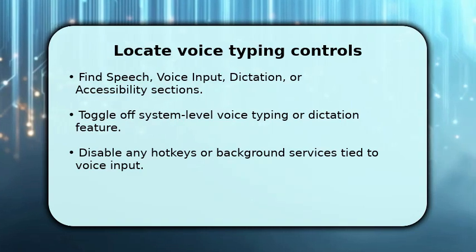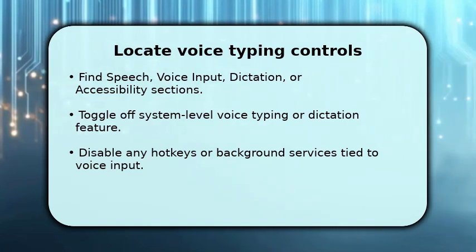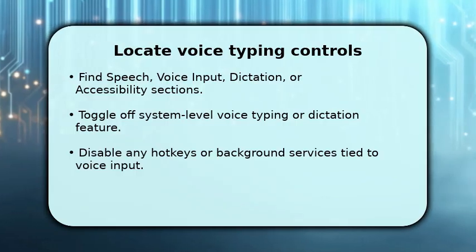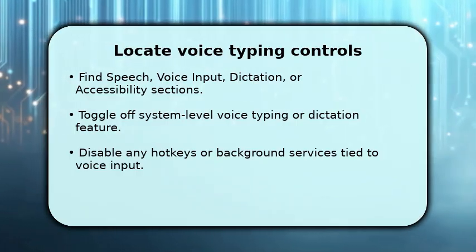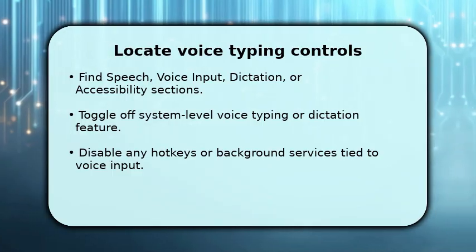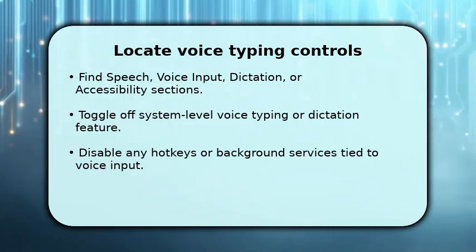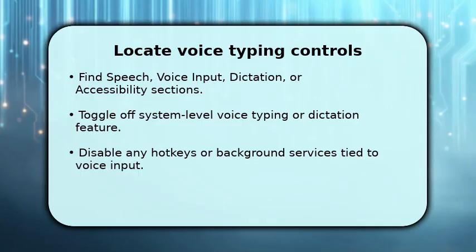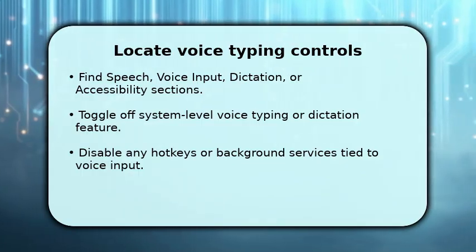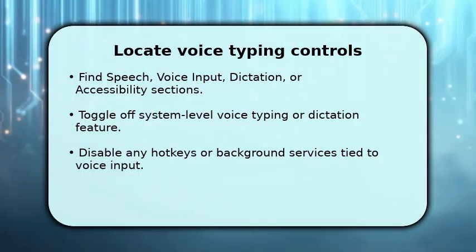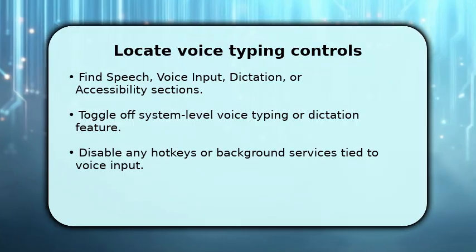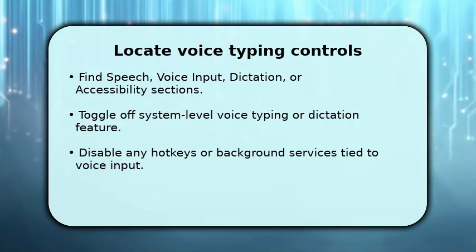Now you'll find the specific controls that enable voice typing. Navigate to Speech, Dictation, Accessibility, or Keyboard Input. Different OSes label it differently. Once located, toggle off system-level voice typing or dictation and then disable any shortcut keys that trigger it so it won't reappear unexpectedly. For Windows, check Privacy Microphone and Background apps.